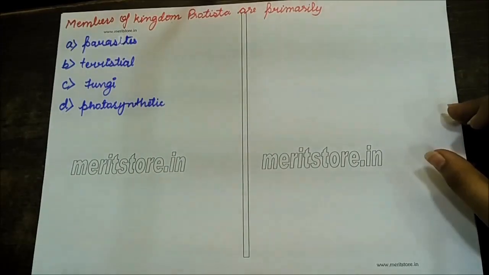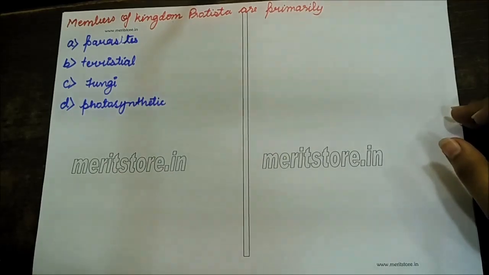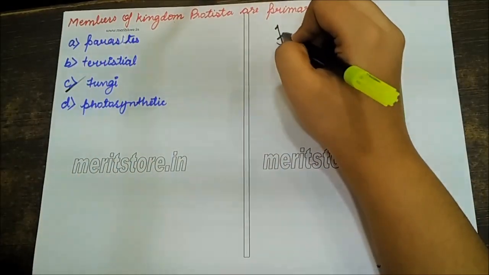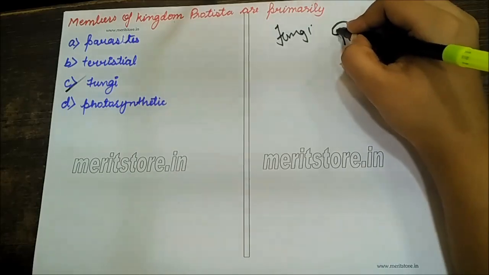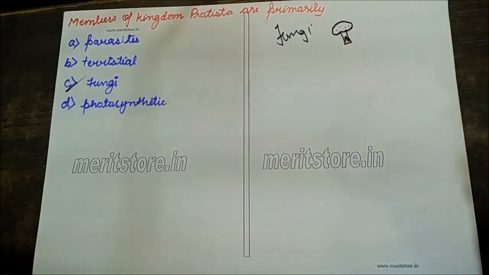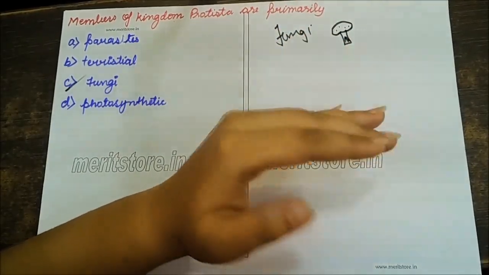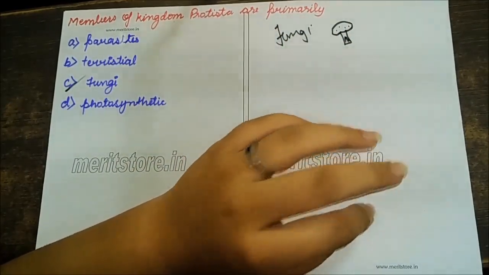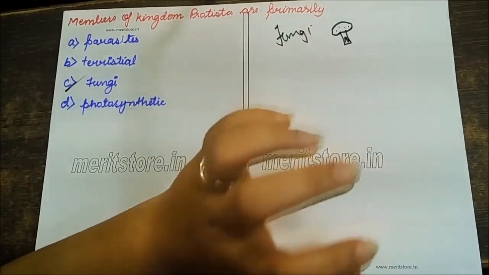Let's move on to the next question. Members of kingdom Protista are primarily parasites, terrestrial, fungi, or photosynthetic. And the answer for this is, what do you think? It's photosynthetic. Protists are mostly aquatic organisms, therefore they are found in the sea, fresh water, and moist soil. Many protists are found in water bodies in the form of plankton. Some protists live in the bodies of animals as parasites.